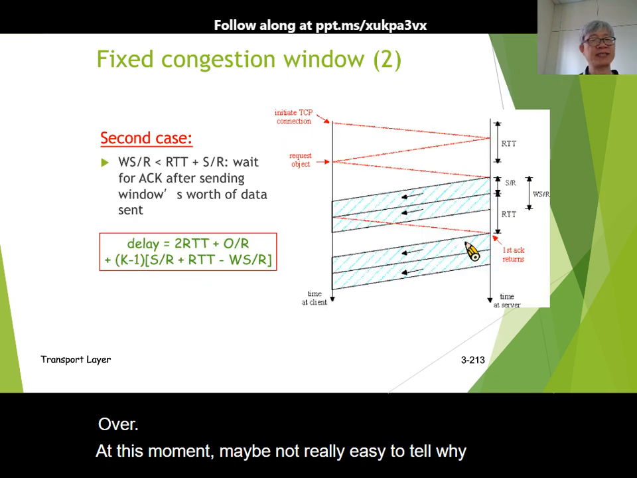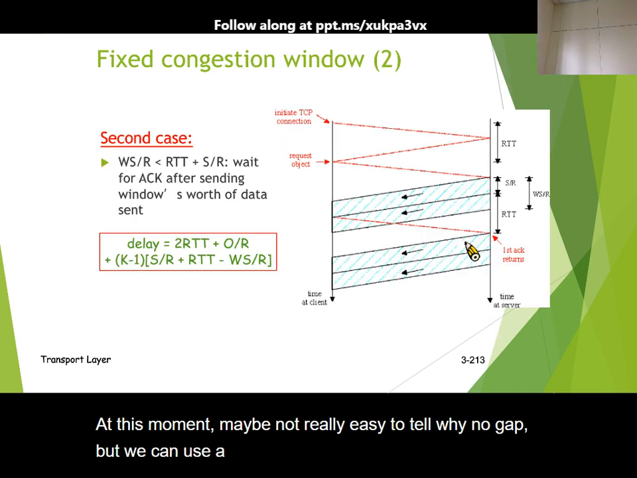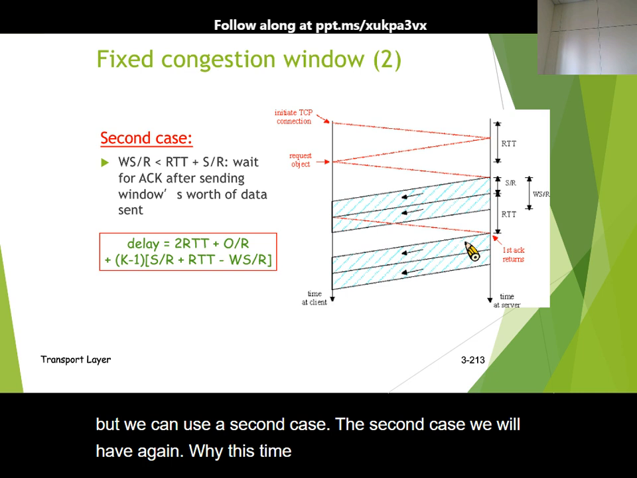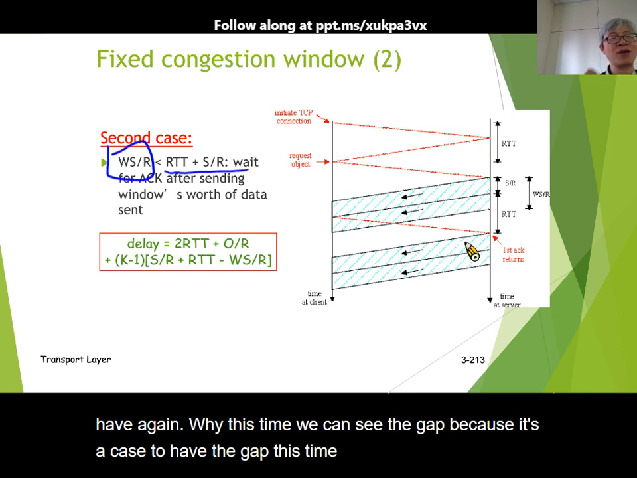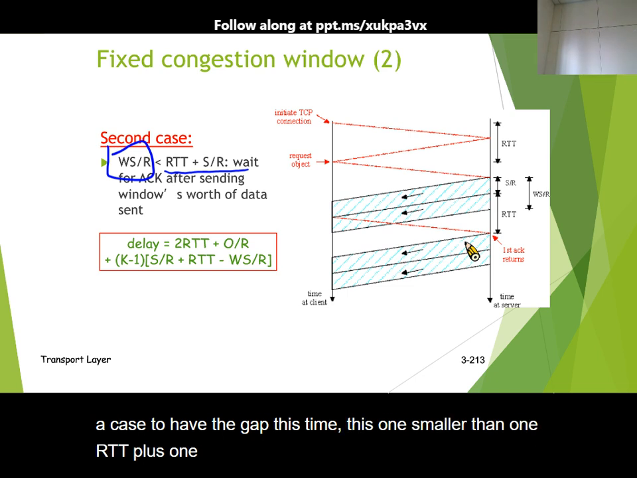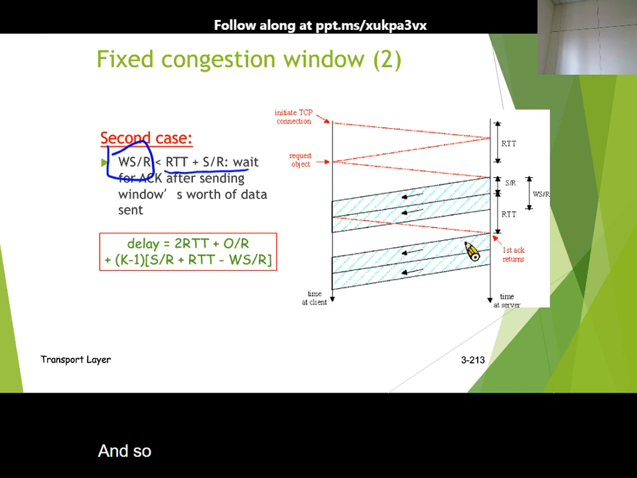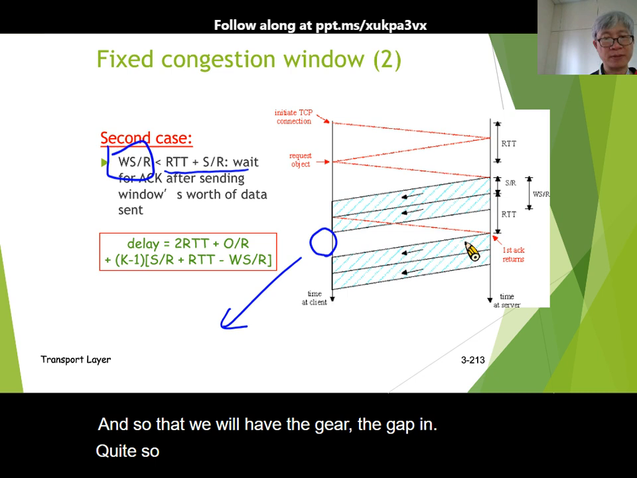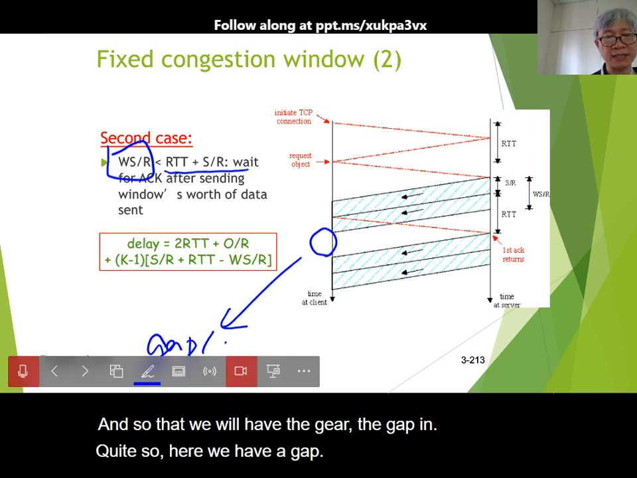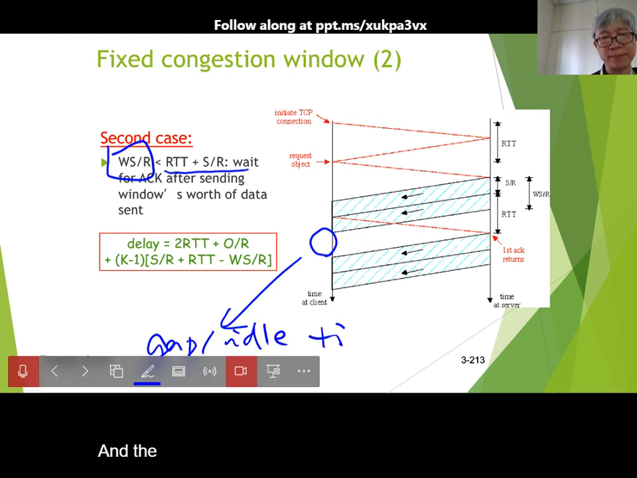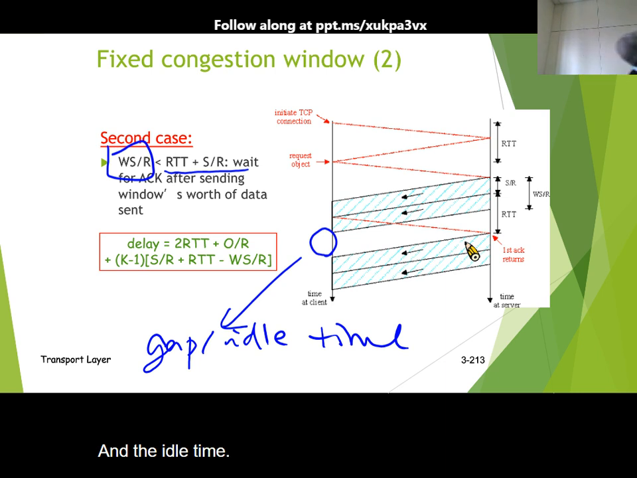But we can use the second case to illustrate explicitly that we will have a gap. Why can we see the gap this time? Because it's a case that has the gap. This time, this one is smaller than 1 RTT plus 1 transmission delay, and so we will have the gap in white. So here we have a gap and the idle time. But why do we have the idle time?